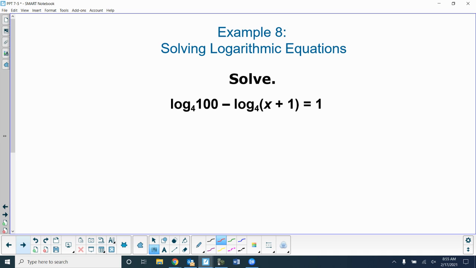Hey, condense it, right? What's the rule? If you have 2 logs you're subtracting, you can make it a single log by doing what? We just did it. Make it a single log. How do I turn 2 into 1? If it's subtraction, I do what?